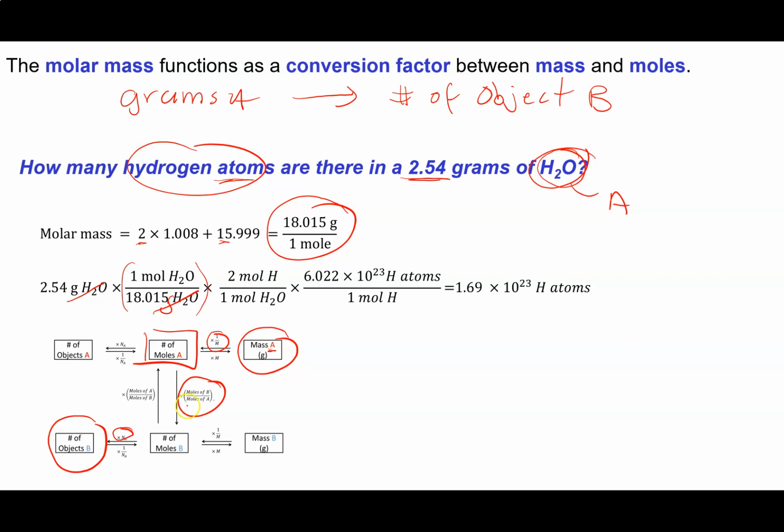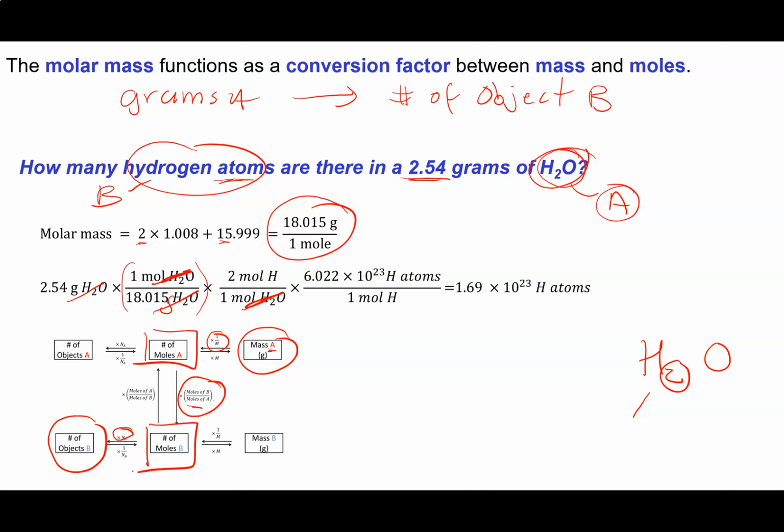My next step is to multiply by my mole ratio, and I need my moles of B, which are hydrogen atoms, for every mole of my A, which were my water molecules. From the formula of water, you can see that you get 2 hydrogens for every 1 water molecule. So 2 moles of hydrogen for every 1 mole of water. So moles of water cancels, leaving me with moles of hydrogen. So that gets me there.